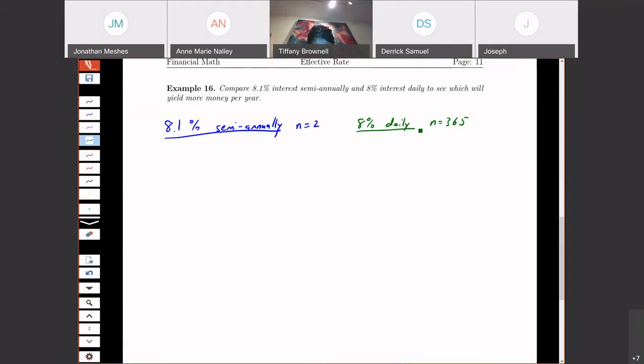I know that there are leap years sometimes, but we won't worry about that for this class. 2021 is not a leap year anyway, so here we go.